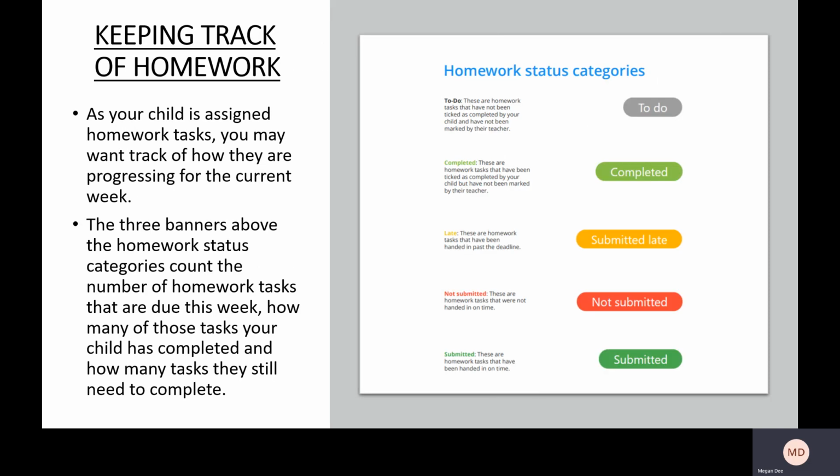To keep track of the homework, there are color codings. So the gray to do means the teacher's assigned it. The green completed is when the child has ticked off that they've done the homework. And then the yellow, red, and darker green are recorded by the teacher. So if the teacher checks the homework and marks it as submitted, not submitted, or whether it's been submitted late. So you should be able to keep track of the homework that your child is doing and when the teacher has checked it.